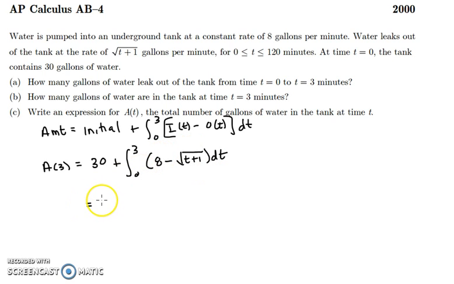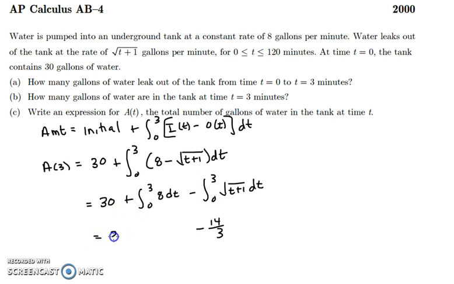So what we actually want to do here is split this up into 2 separate integrals. We already know from earlier that this value here is 14/3. So really all we have to think about is integrating this. The antiderivative of 8 is 8t, evaluated from 0 to 3. So we're going to say 30 plus 24, right? 8 times 3 is 24, 8 times 0 is 0, minus 14/3.